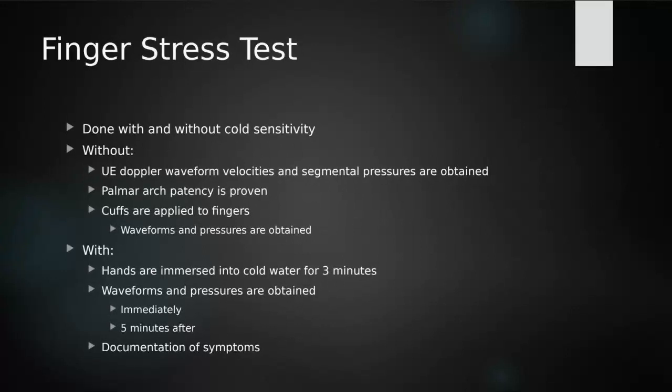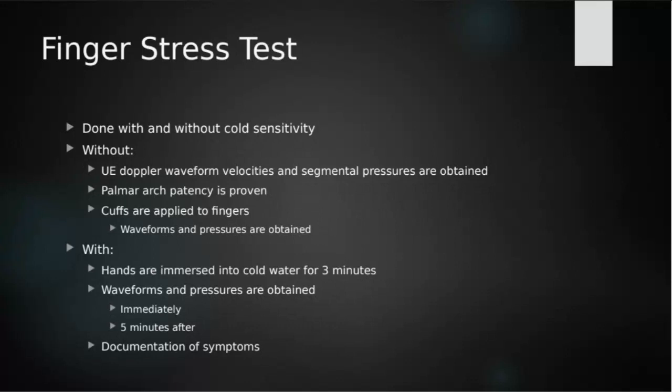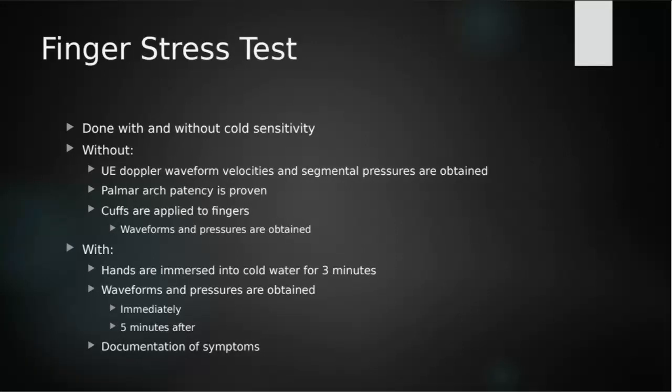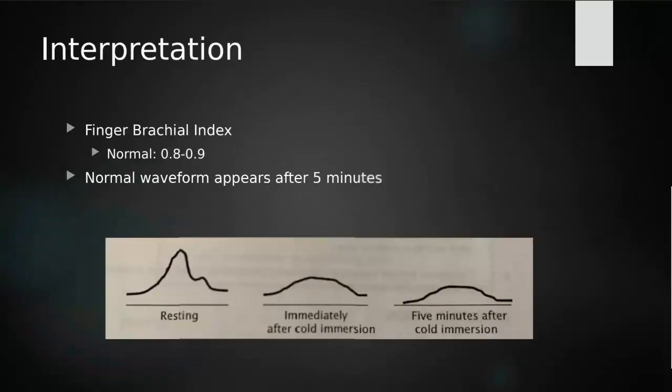So we're going to submerge the patient's hand in cold water for at least 3 minutes. Right after we take their hand out, while their hand is still nice and frigid, we're going to be doing waveforms and pressures in a similar way that we would be doing the upper extremity, but we're going to focus mainly on the radial and the ulnar segmental pressures. We're also going to document their symptoms. So again, not performing this too often. Usually this is something that we can do clinically to determine if a patient actually has Raynaud's without having to hook them up to an entire segmental pressure machine.